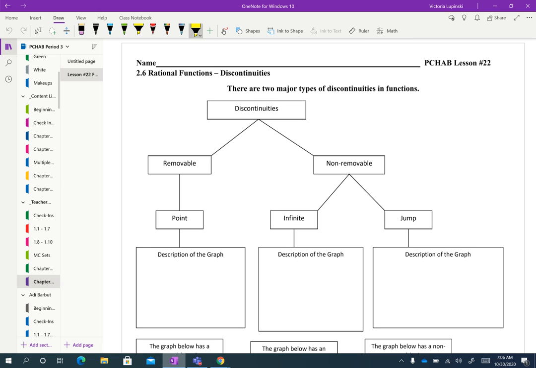Okay, welcome everybody. Today we're going to talk about pre-calc lesson number 22. We're still talking about section 2.6, and today we're going to focus on discontinuities. I know we talked briefly about these earlier in the chapter, but we're really going to drive home the point here. Just to set up a little bit about why we're doing section 2.6 this way with the worksheets and whatnot.